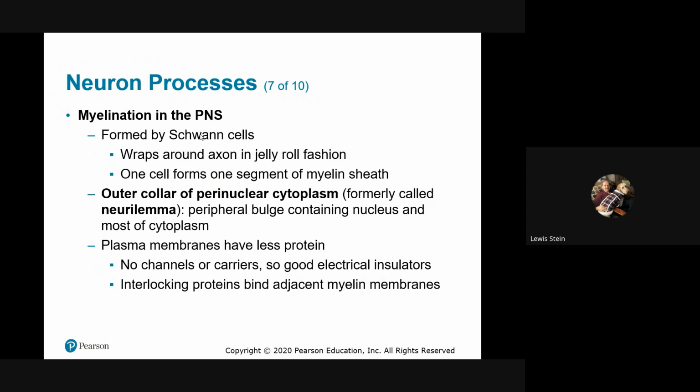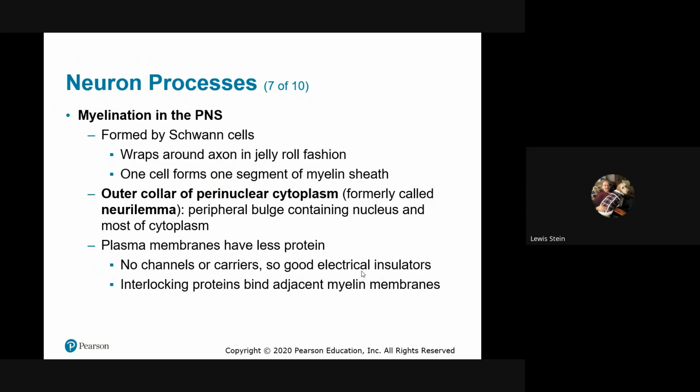Okay. You're going to incorporate the nucleus close to the nerve, and then the sheaths are just layers and layers and layers of membrane that go around it. So it can be relatively thick. So the outer collar of perinuclear cytoplasm, in the old days we used to call it neurolemma. The lemma was code for membrane, and the bulge was the nucleus of that particular Schwann cell. No channels or carriers there. It's just whatever analogy works for you. So whether or not it's the insulation on a wire, perfectly good indication.